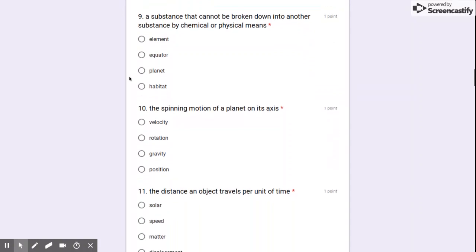Number 9. A substance that cannot be broken down into another substance by chemical or physical means. Element, equator, planet, habitat.